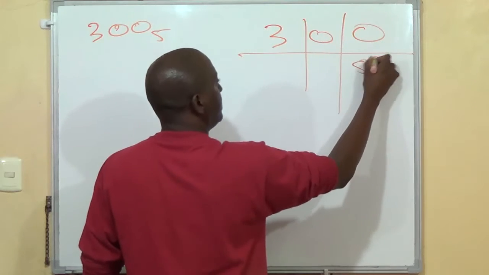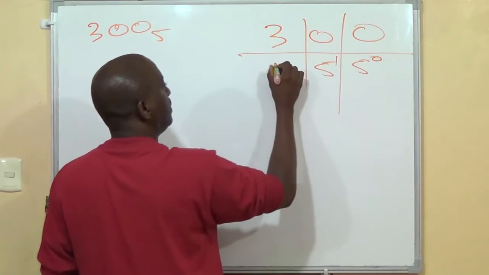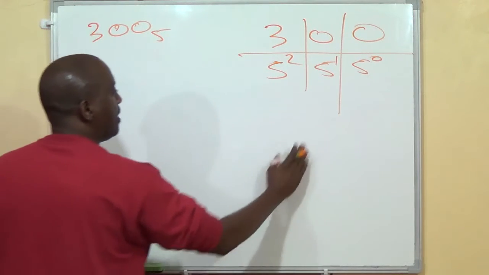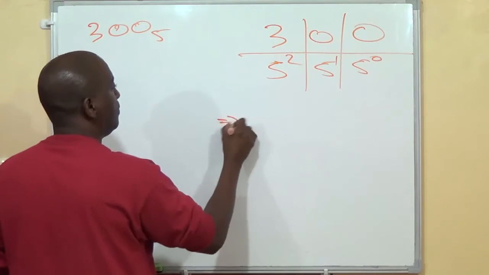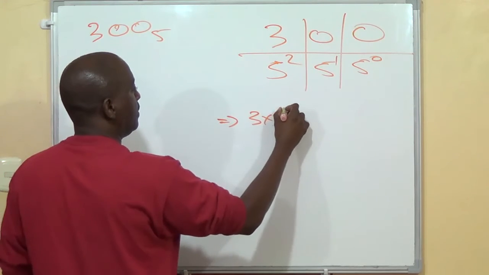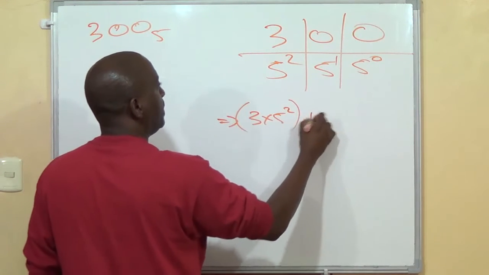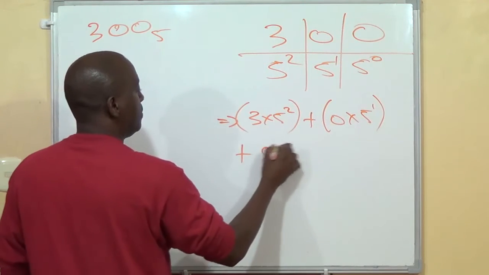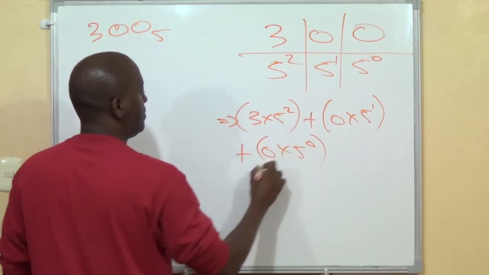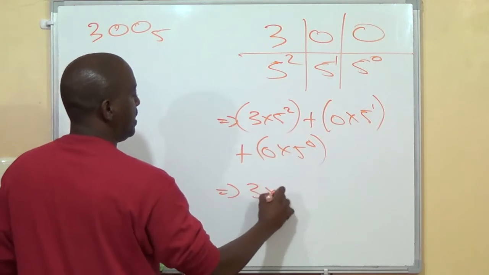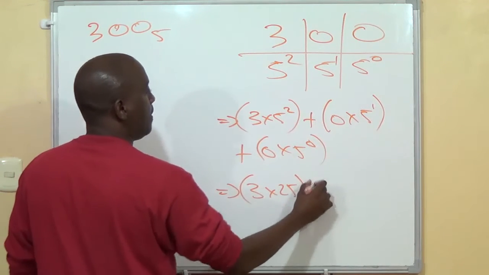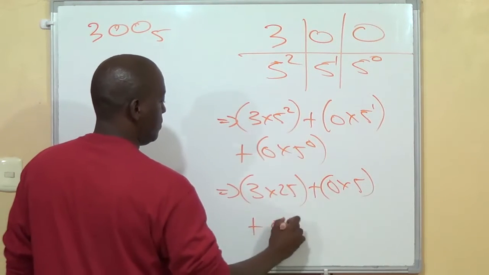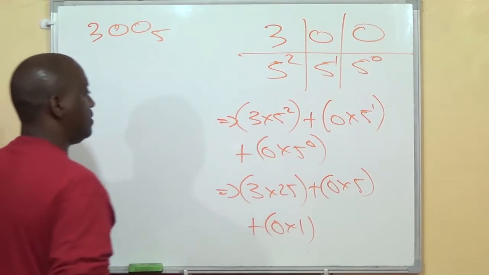Alright, this is 5 to the power of 0, 5 to the power of 1, 5 to the power of 2. So in writing this out, we have 3 by 5 squared plus 0 by 5 to the power of 1 plus 0 by 5 to the power of 0, which is 3 by 25 plus 0 by 5 plus 0 by 1. Let's write it out just for emphasis there.